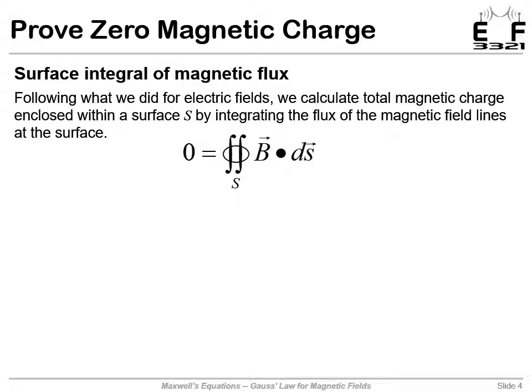So that means we can write Gauss's law like we did for the electric fields, but rather than put our electric flux density inside the closed contour surface integral, we will put the magnetic flux density. So in a way, this is calculating total magnetic charge, and that has to be 0.